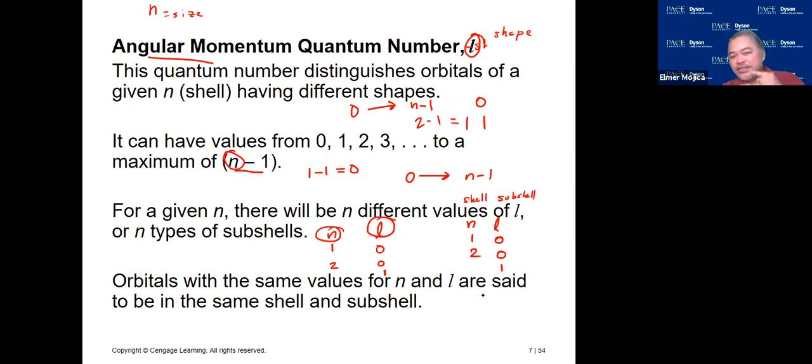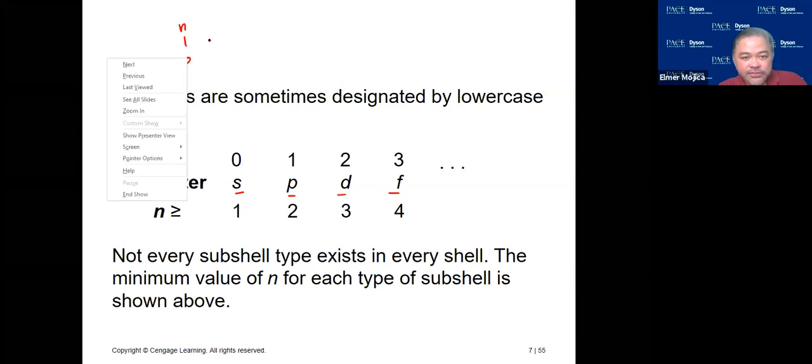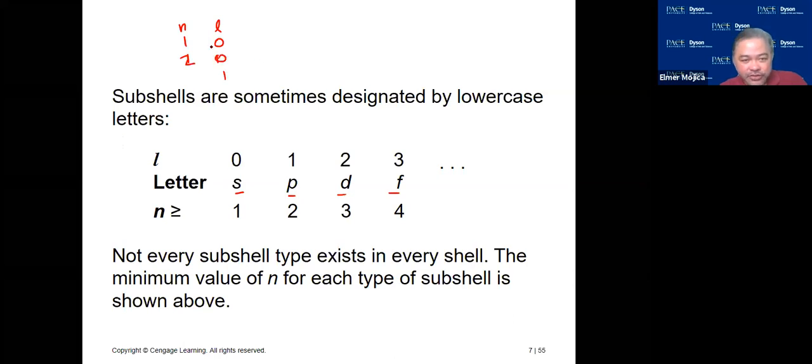Okay? Now, for you to understand what they usually do, instead of putting a number, they designate a letter. So what does it mean? Let's say you have here n is 1, 2, and then L is 0, 0 and 1. If you're going to designate, this will become 1s, this will become 2s, and this will become 2p. For L that has a value of 0, you have s. For L that has a value of 1, you have p.